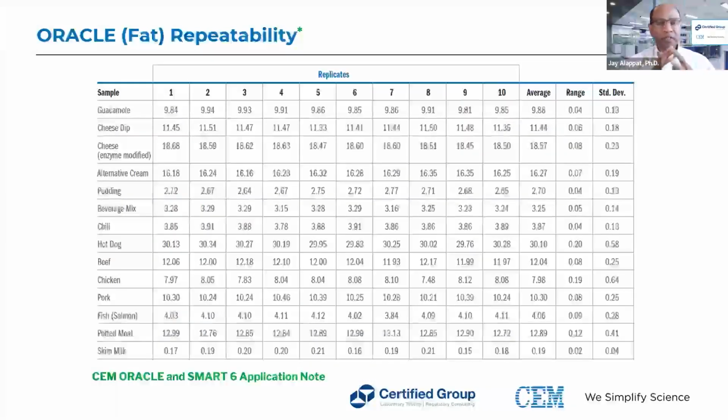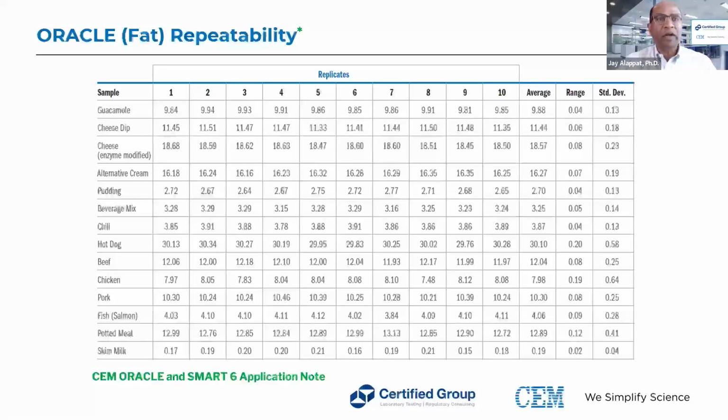Now, accuracy, which is what you have seen in the previous two slides, is only one part of the story. The other one is the method performance, and the critical part in the method performance is precision. What does that mean? If I do the analysis 10 times, I should expect essentially the same answer every time. That's exactly what precision is. That is what this slide demonstrates.